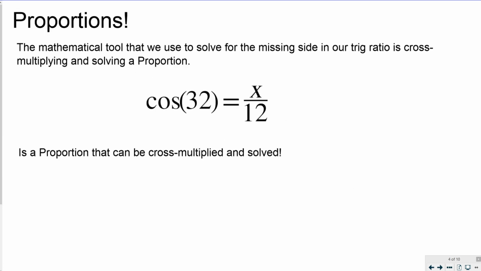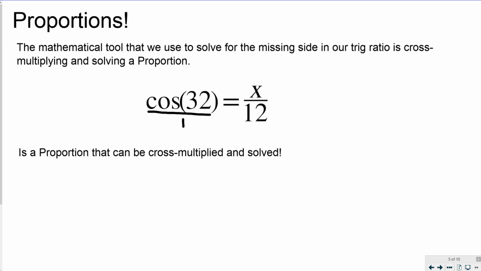So, proportions. The other skill, the mathematical tool that we're going to be using to solve for missing sides, is a proportion. We're going to cross multiply and solve a proportion. Cosine of 32 equals x over 12 is a set up trig ratio that I can solve by cross multiplying. I can put cosine of 32 over 1, and cross multiply. So it would be 12 times the cosine of 32, and that would be equal to x.